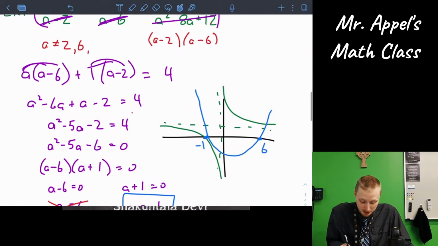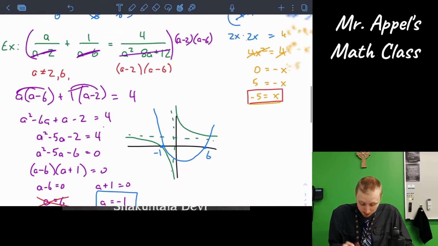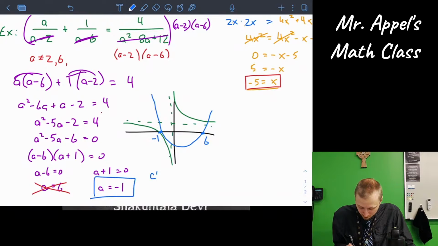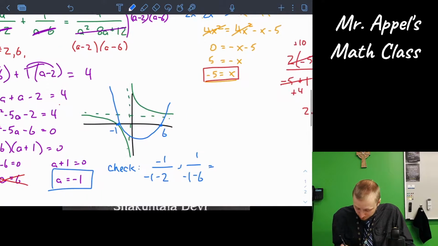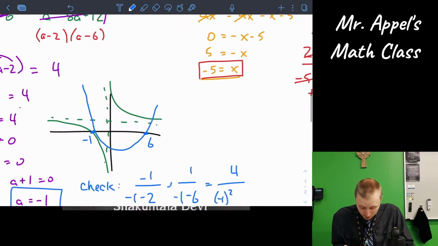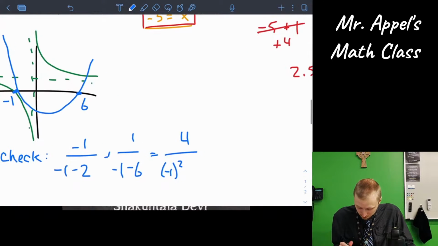Okay? Double check. Put that back in the original. Let's see. Check. Negative 1 divided by negative 1 minus 2 plus 1 over negative 1 minus 6 equals 4 divided by negative 1 squared. What was it? Minus 8a. Minus 8 times negative 1 plus 12.